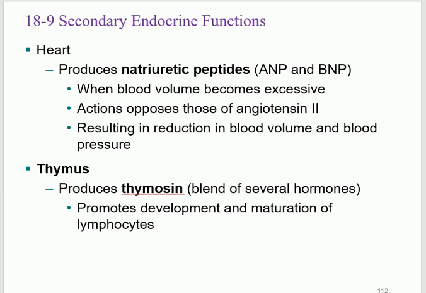How about the heart? The heart also secretes some hormones. Yes, it's not an endocrine organ. It's the heart, but it just participates a little bit. There is something called natriuretic peptides. One of them comes from the atrium and the other one comes from the ventricle. So atrial natriuretic peptide, and the other one is not ventricular natriuretic peptide.